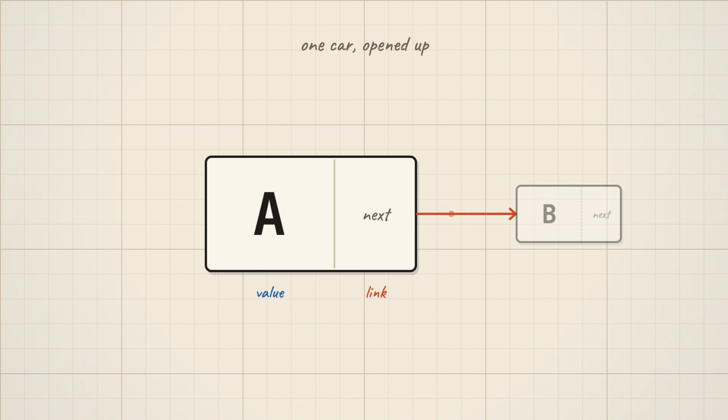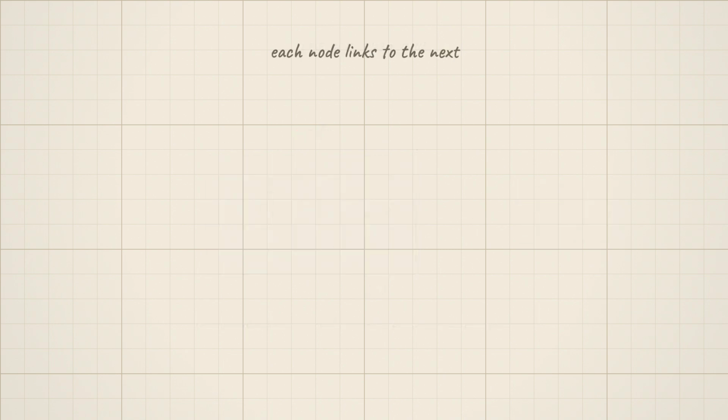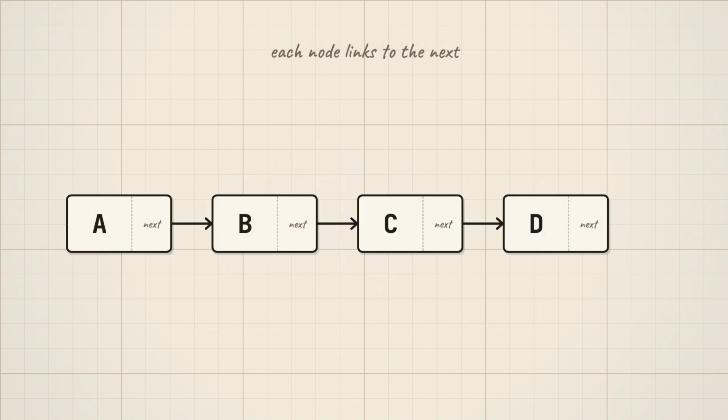Notice the link doesn't contain the next car. It only knows where to find it. Just like a coupling doesn't carry the next car, it just grabs hold of it. A value plus a link to the next one, and that little pairing has a name. We call it a node. Now stand 4 of these in a row, A, B, C, and D. Each one's link pointing to the node behind it, and that's the whole list.